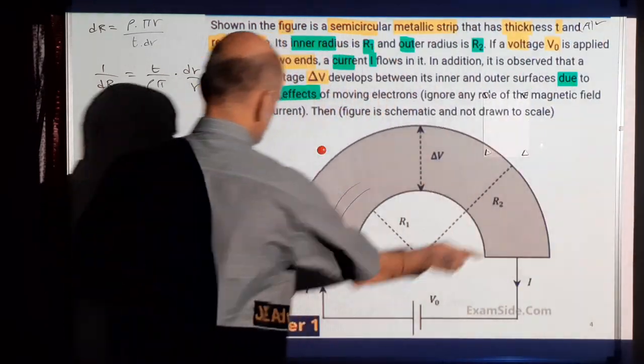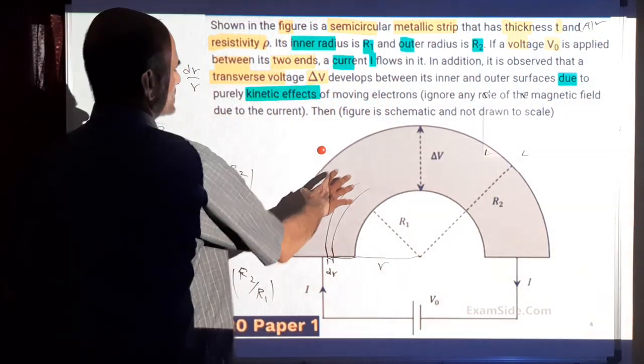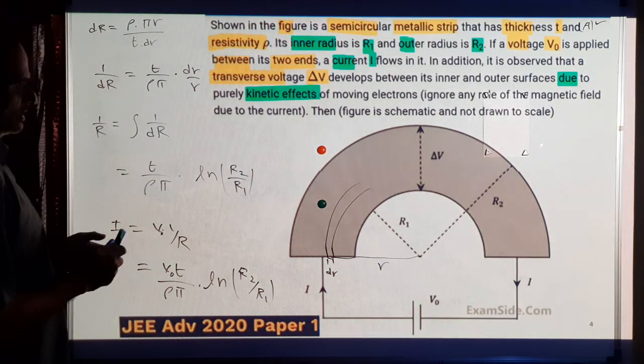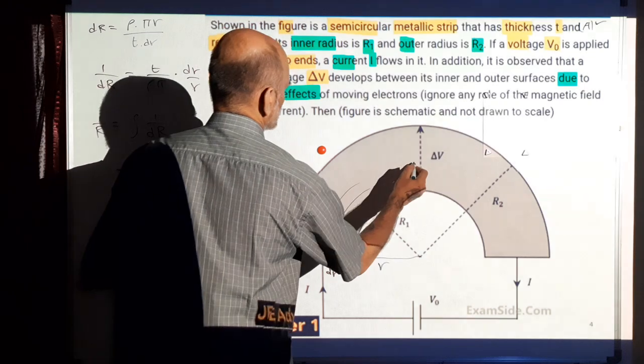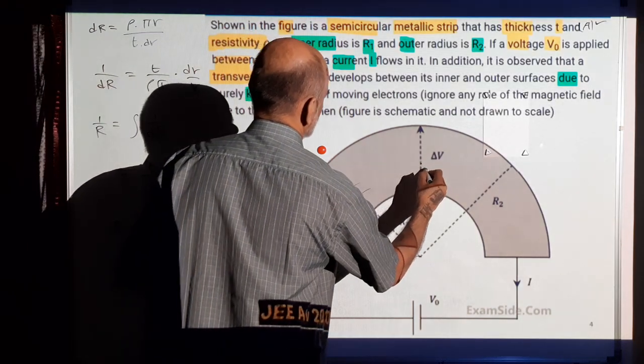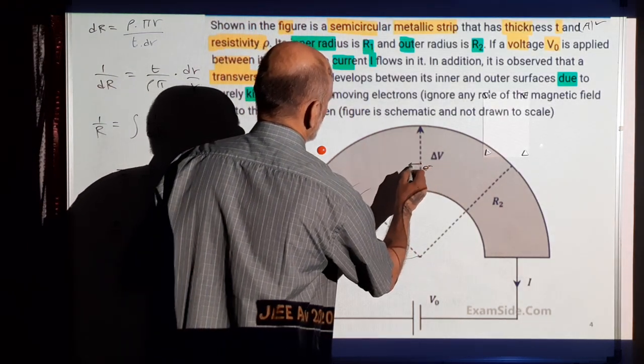So the current is flowing in this direction, and since this is a metallic strip, a solid, electrons are the mobile charges. So the electron will move like this. The electron here is a negatively charged particle, so it will move in the direction opposite of the current.